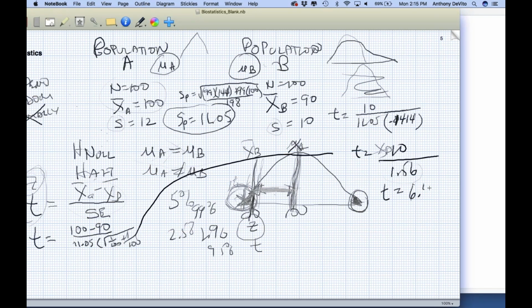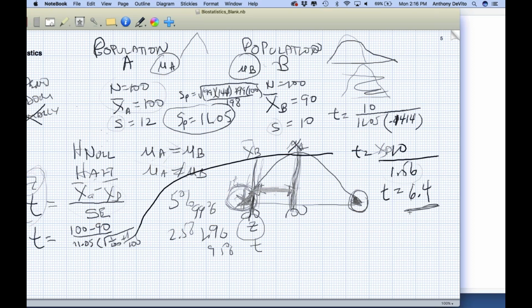What's the critical value of T? Imagine it's a big sample size. It is a big sample size, so we're going to use Z instead of T. What do you think would be the critical value of Z that we would have to exceed for 95% certainty? 1.96, right? And what did we get? We got 6.4.